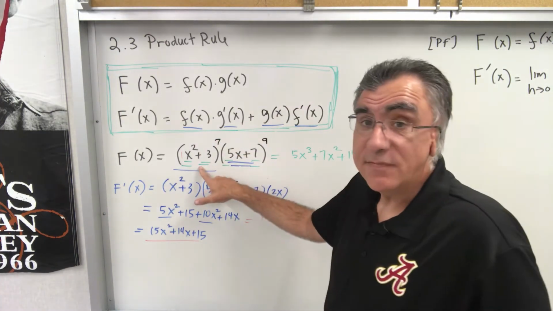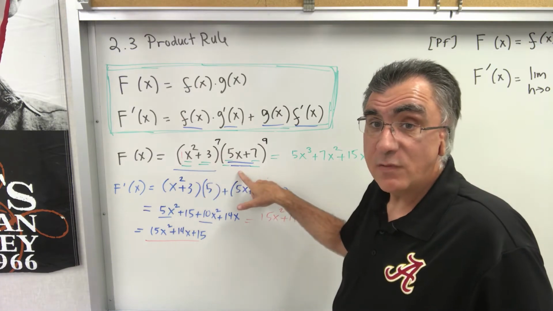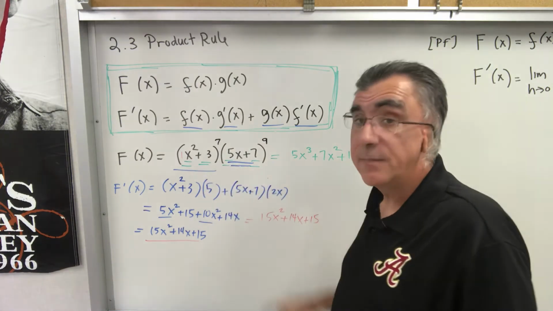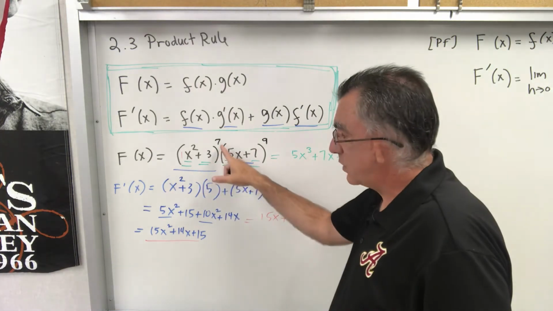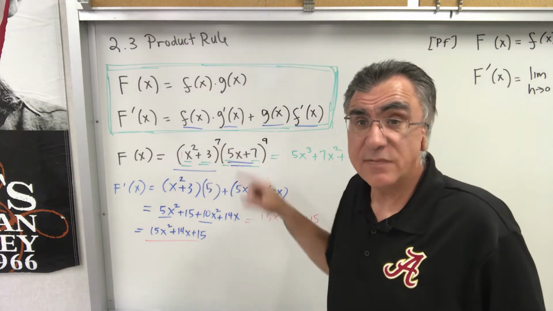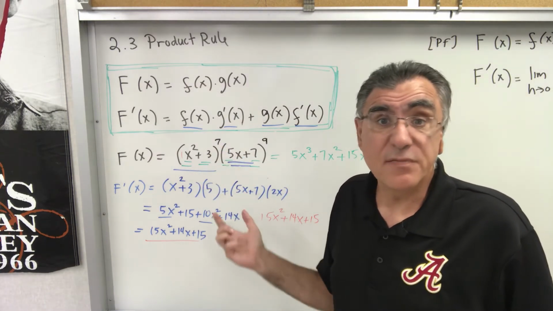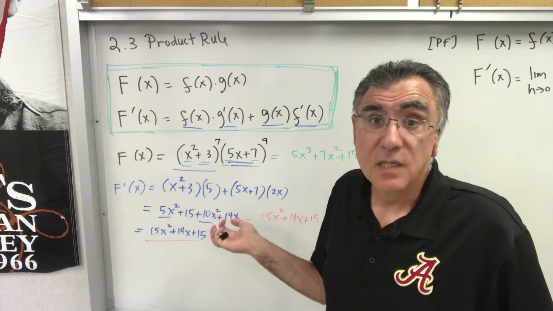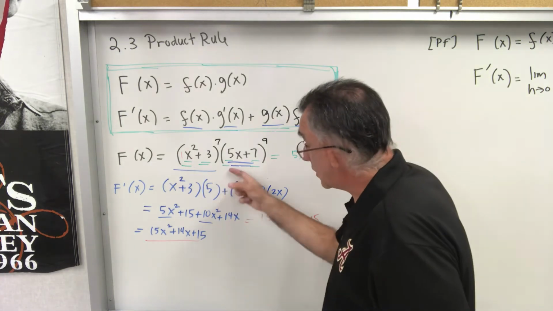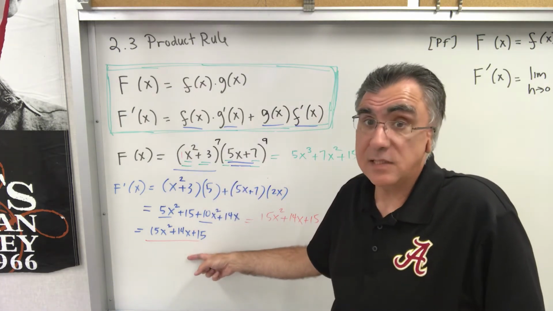It would take us all day to FOIL that out, all day to FOIL, and then multiply it together. It would take forever, right? We're going to need something called the power rule to deal with that 7 and the 9. But we're going to be able to take this derivative very quickly, within seconds. About as long as it will take to do this one. About exactly the same, maybe even less.